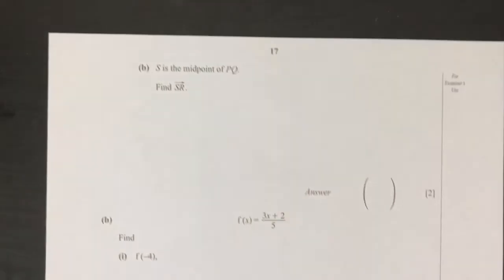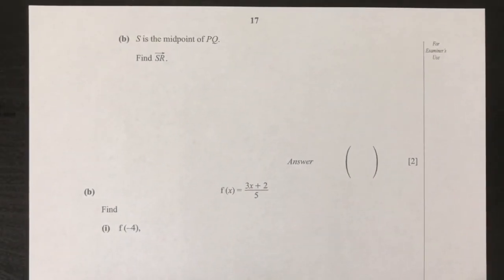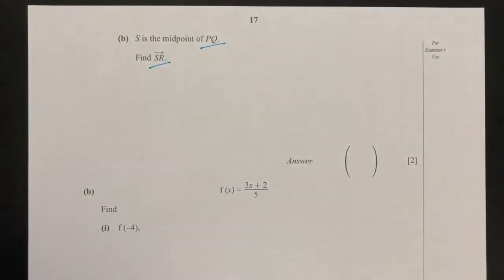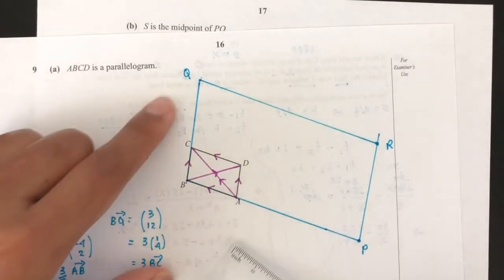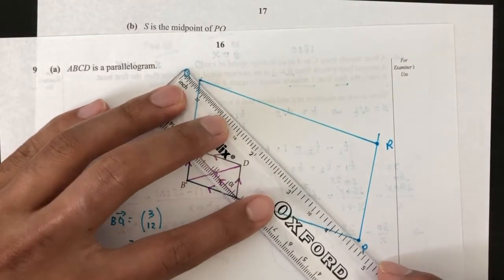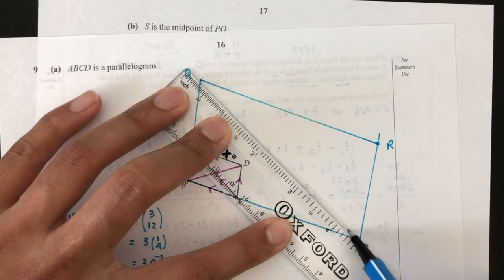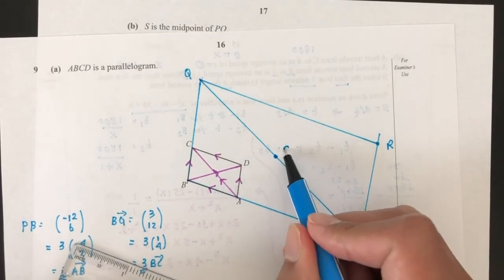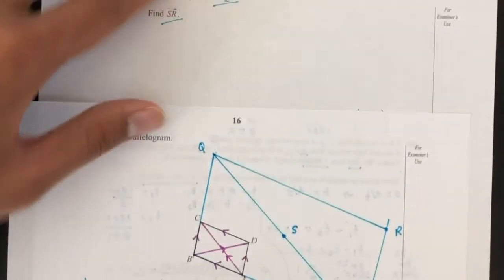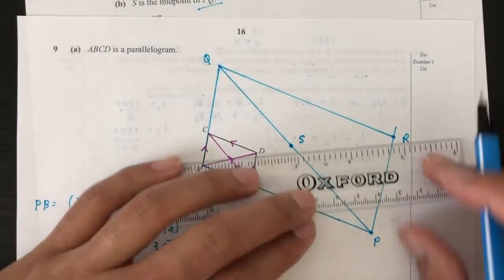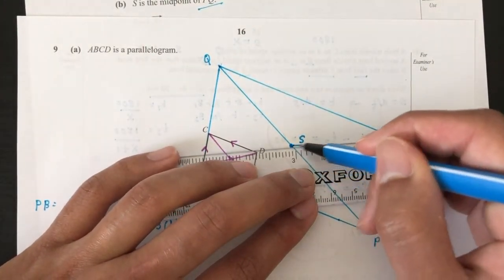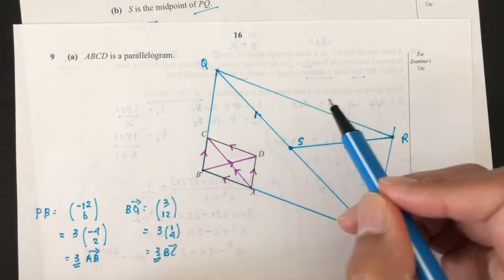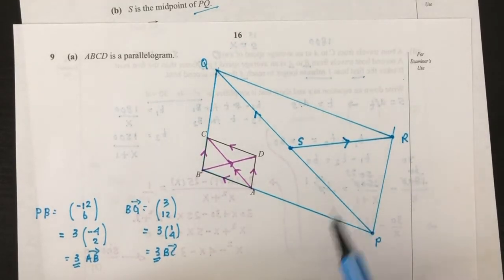Now let's move on to part B. It says S is a midpoint of PQ. Find the value of SR. So where is PQ? PQ will be this joining with this. S is the midpoint of PQ somewhere around here. So we have to find the value for SR. SR will be this distance right here. So how would you find SR? You can find SQ and then QR.